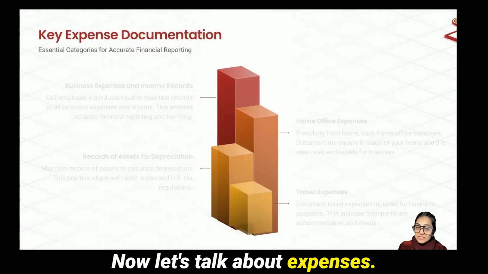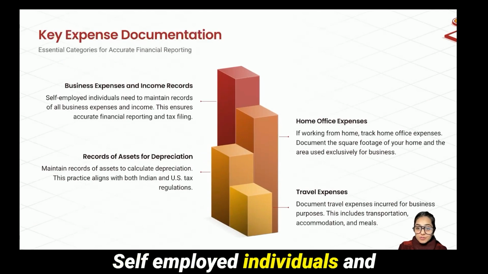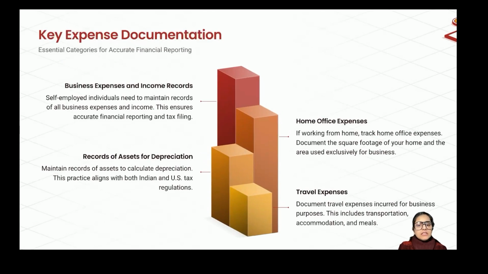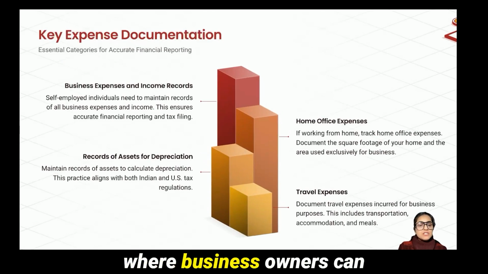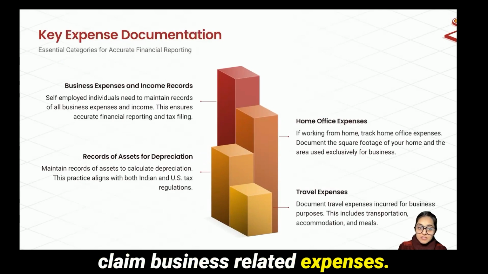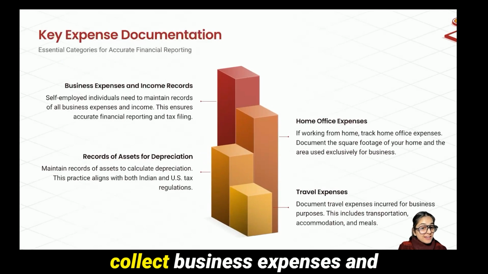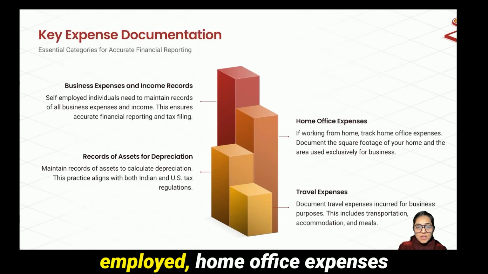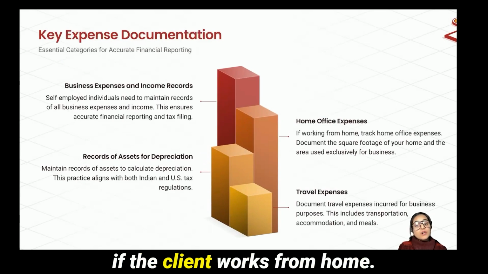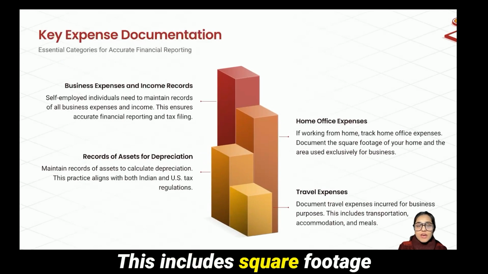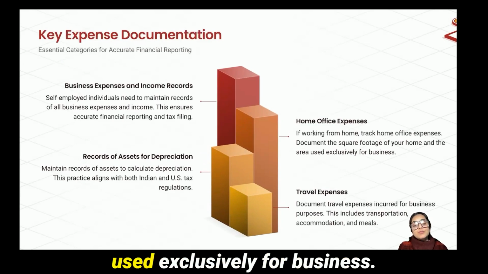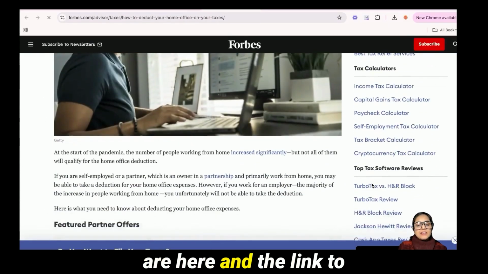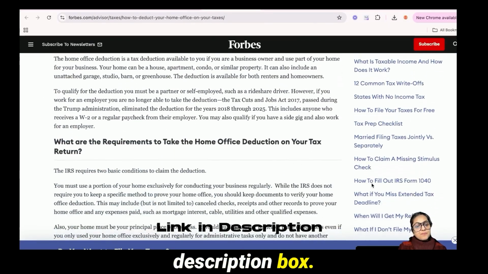Now, let's talk about expenses. Self employed individuals and business owners can set off specific categories of expenses. This works similarly to India, where business owners can claim business related expenses. For US clients, you will need to collect business expenses and income records if the client is self employed, home office expenses if the client works from home. This includes square footage of the home and the area used exclusively for business. More on home office expenses are here, and the link to this is in the description box.